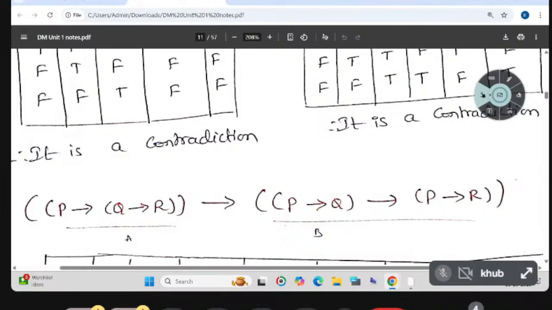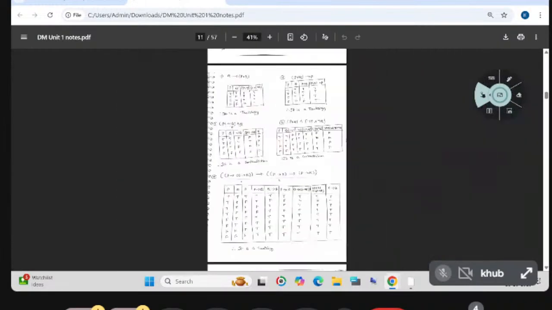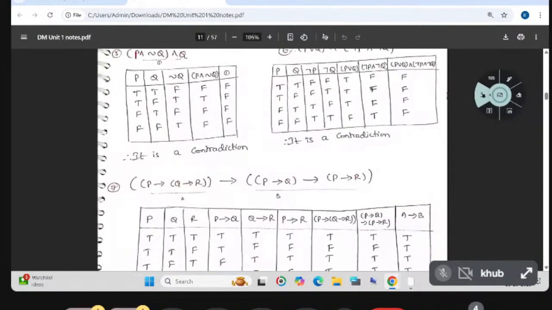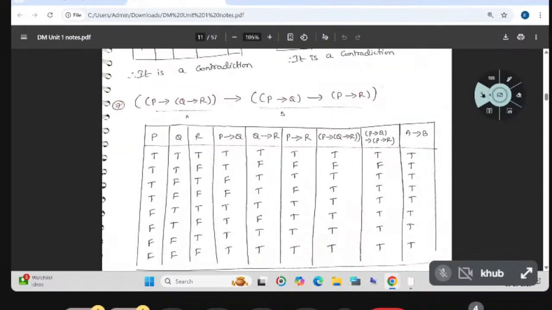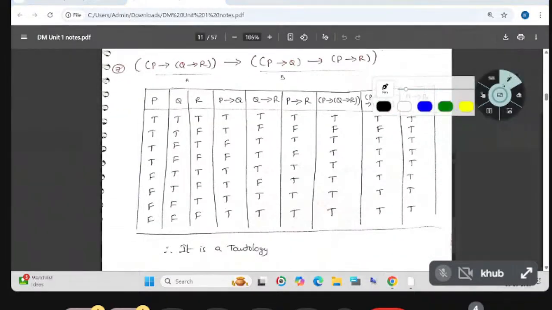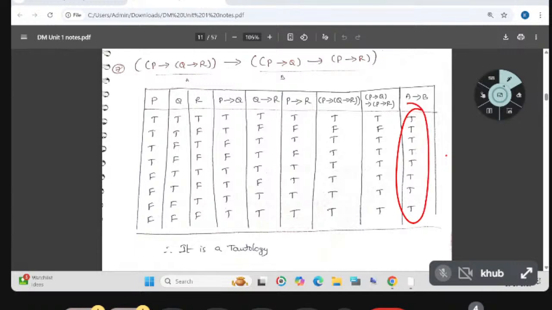So apart from tautology, we have also seen the problems related to contradiction, but we have not focused more on those contradiction problems. So this is the whole problem we have taken. This is the final solution we got at the end. So it is a tautology.